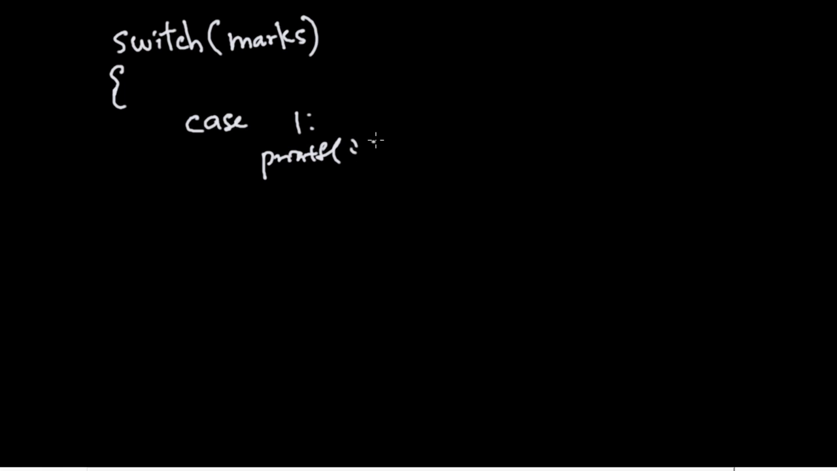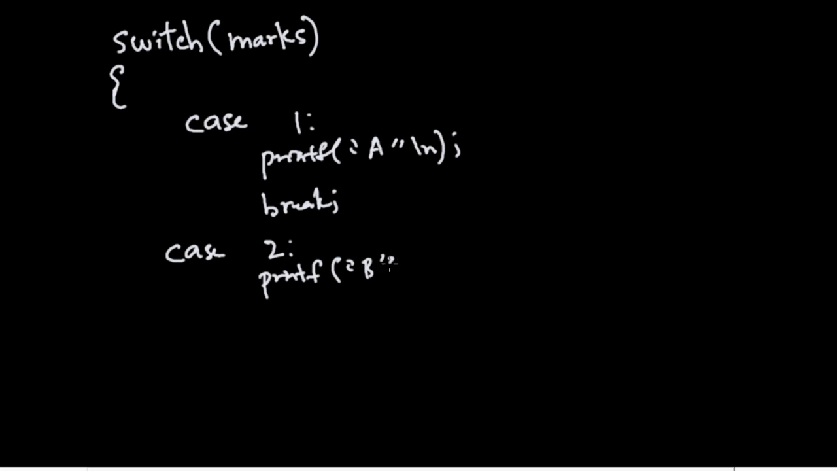printf A, \n, and break. Do not forget about break. I'll explain more about that later. And case 2 colon, printf B, and another break. So you see how this flows. It goes the same for case 3, case 4, and case 5.